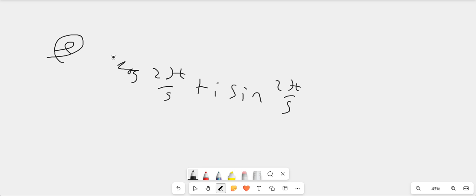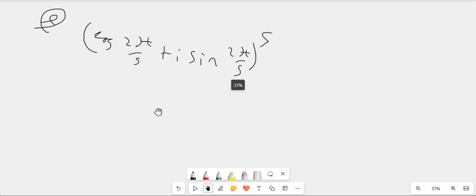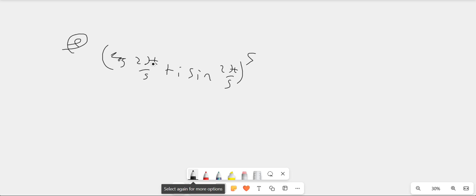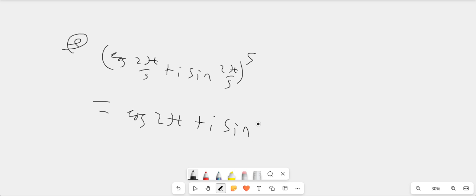E. Already on E, you know. Fast track. Cos 2 pi over 5 plus i sine 2 pi over 5, to the power of what? 5. So you already know what that's going to do. When you multiply the 5 inside, it's going to cancel, because 5 over 5 equals 1. So that's going to be cos 2 pi plus i sine 2 pi.